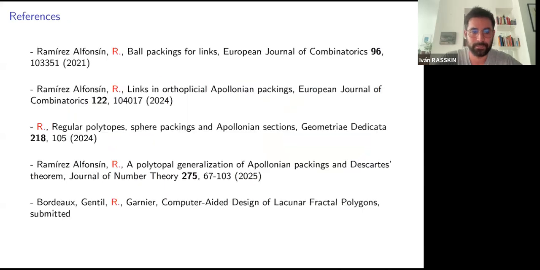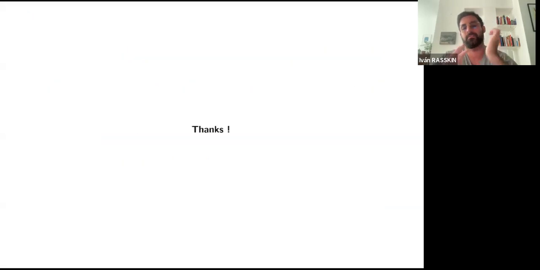And these are the references. So the first 4 papers are the classification of the crystallographic sphere packing and the application in the geometric knot theory. And the last paper that we submitted is the application in the lacunar fractal structure. And that's it. Thanks for your attention.